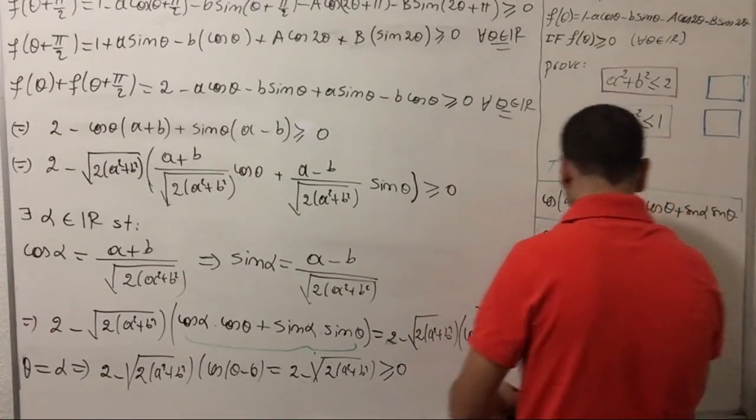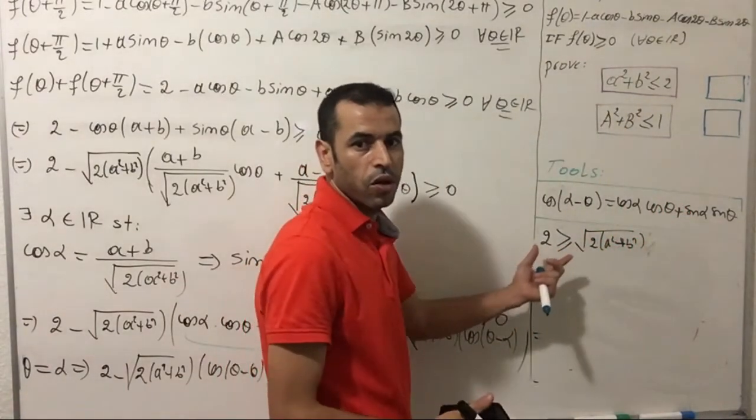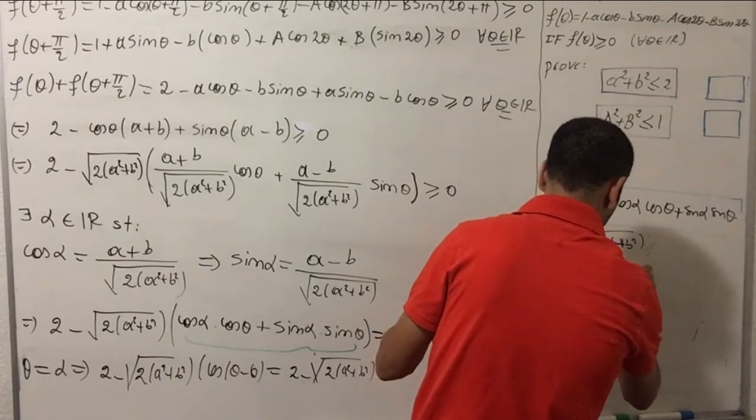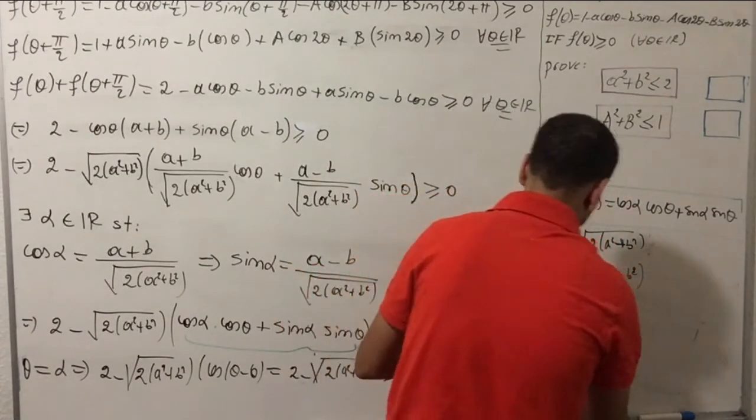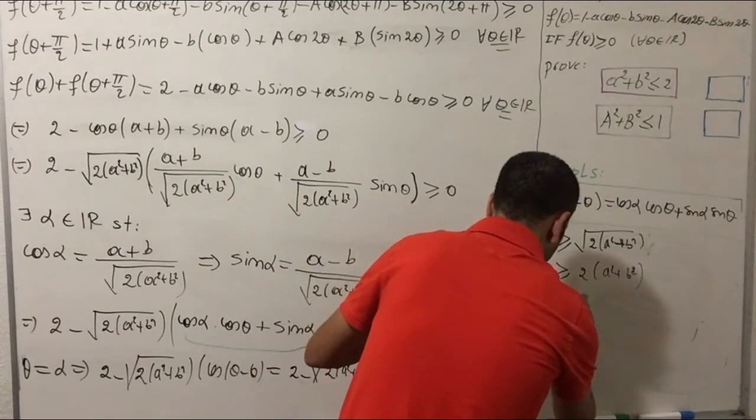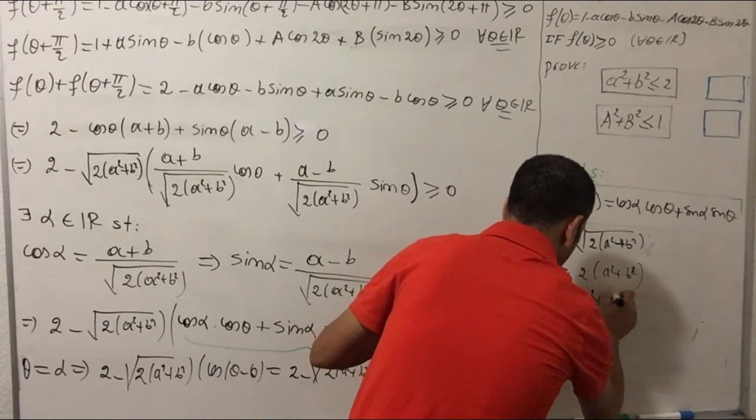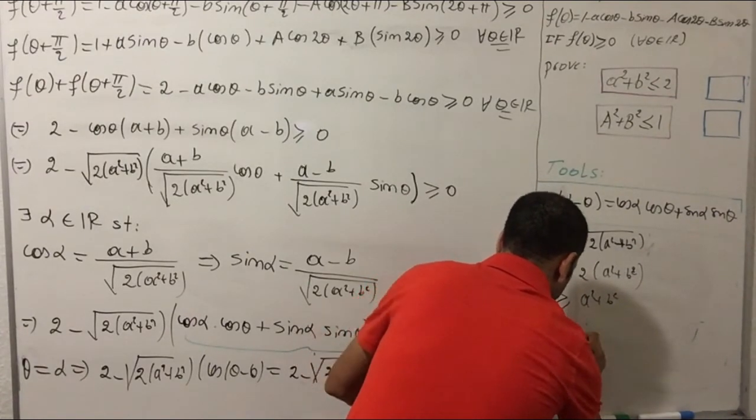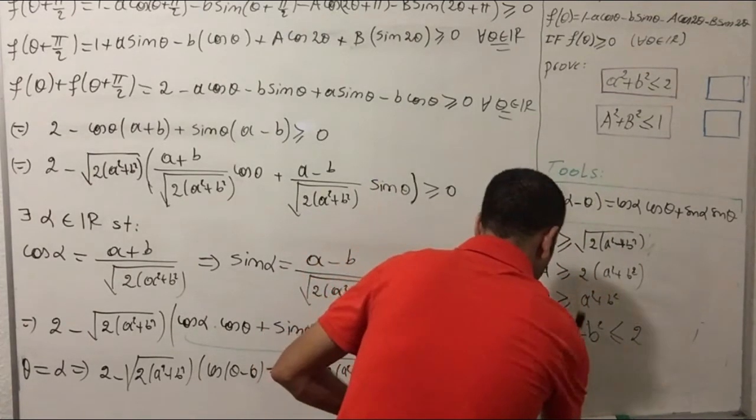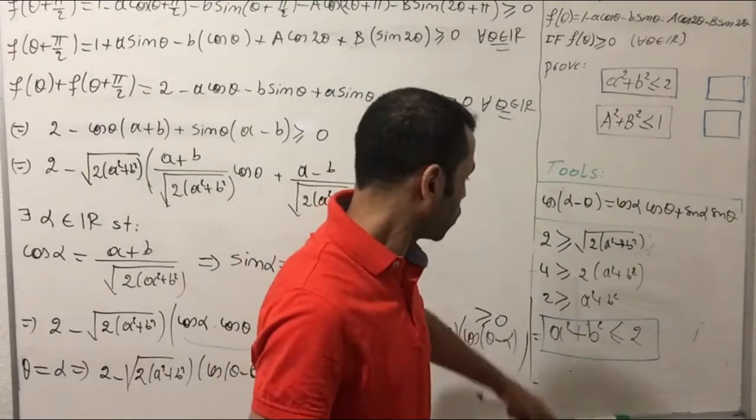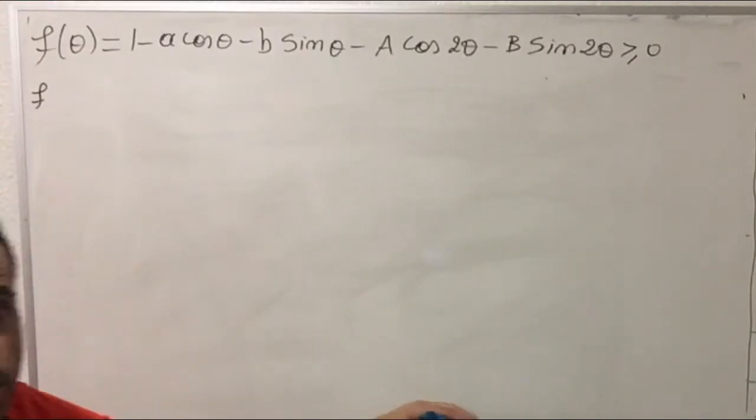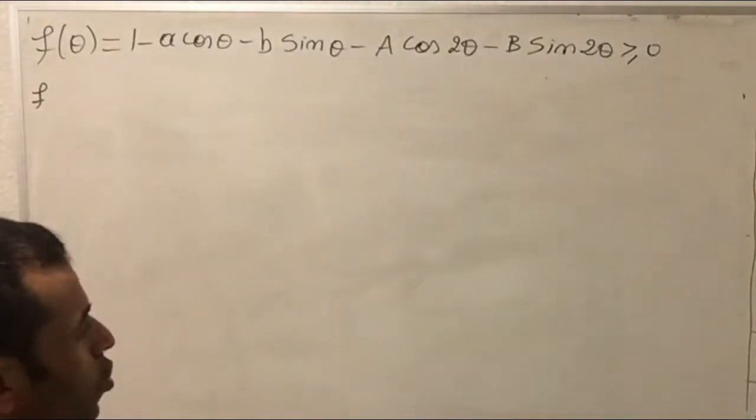Now I'm going to raise both sides to the power of 2. I will have 4 superior or equal to 2(a squared plus b squared). Now I'm going to simplify by 2 on both sides. So I will have 2 superior or equal to a squared plus b squared. That means a squared plus b squared is inferior or equal to 2. So the first question is proved. Now I'm moving on to the second question. I'm going to prove capital A squared plus capital B squared inferior or equal to 1.